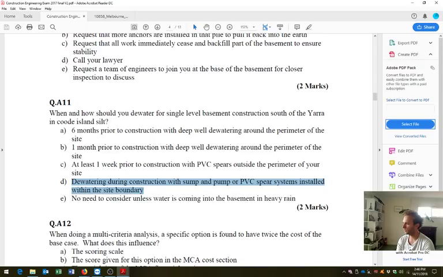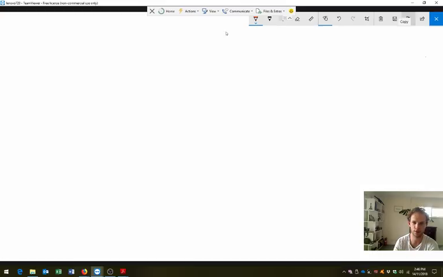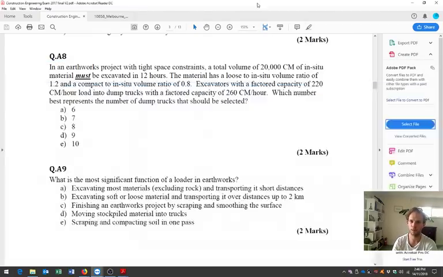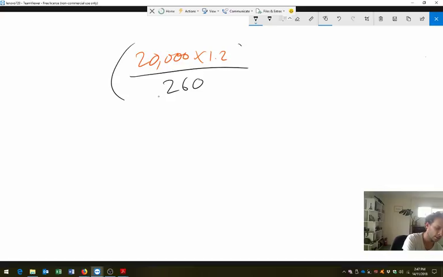Okay. Can you show me the calculation for 2017 A8? Should it be 9? Let's have a look. A8. I think it was 9 from memory. It should have been not too complex a calculation. I probably won't finish the physical calculator side of it because there's lots of questions, but I'll write out the formula. So we need to do 20,000 cubic metres of in situ material, and we have a loose to in situ ratio of 1.2, so I'm going to multiply that by 1.2. And I want to know how many dump trucks I need. I know their factored capacity is 260 cubic metres per hour, so I can just divide that by 260, and this gives me hours for one dump truck.